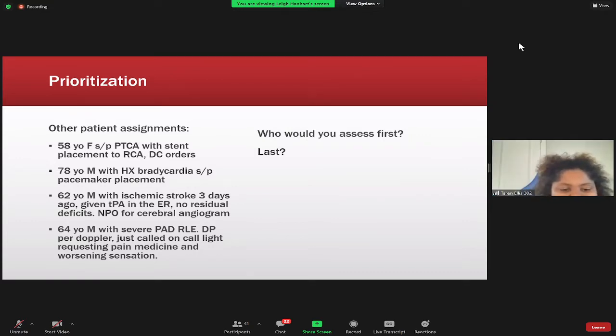Decreased heart rate. Yeah, it's a low heart rate. Okay. And what does a pacemaker do? It shocks the heart. Keeps the heart rate steady. A replacement for the SA node.